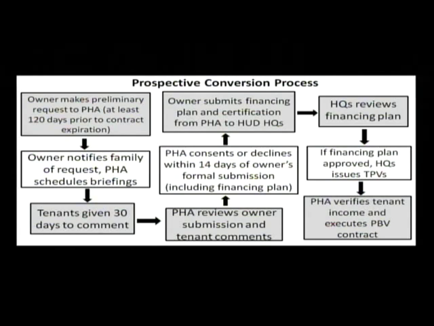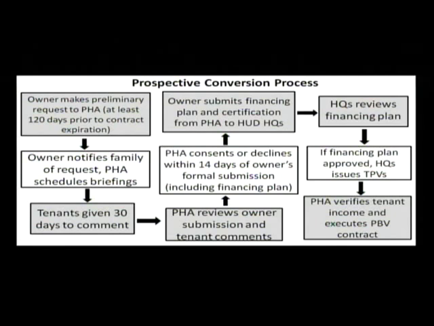Okay, right. Great. So I just wanted to get back to the section that deals with conversions under the second component of RAD. It's important to note that there is a tenant notification requirement, that tenants are provided with a 30-day period to provide comments on the conversion. The PHA will review the owner's request and the tenant comments, and if more than 50% of the written comments that are received by the housing authority disapprove of the conversion, then the PHA will contact the owner to discuss options for proceeding with the conversion request, or they may decline the request.